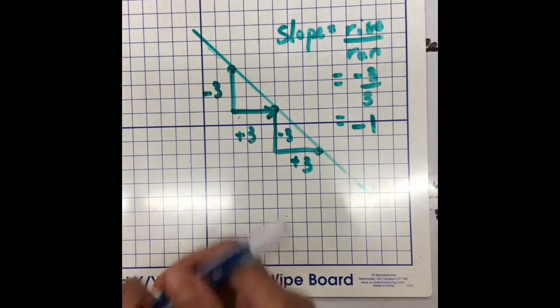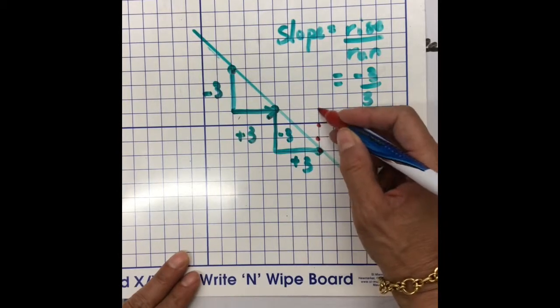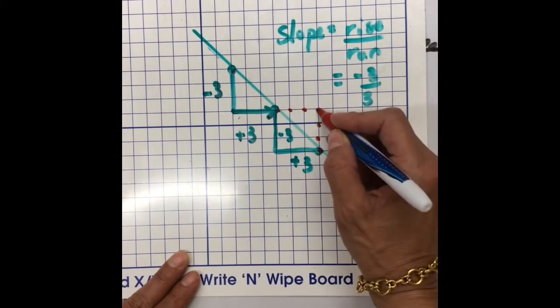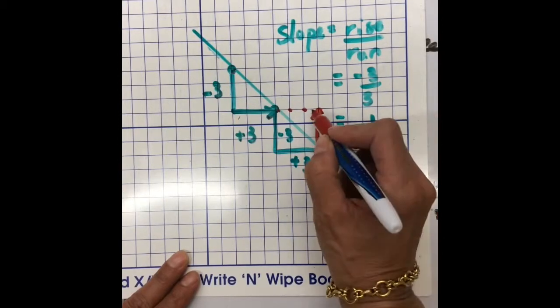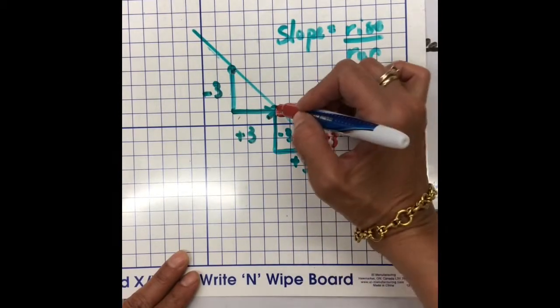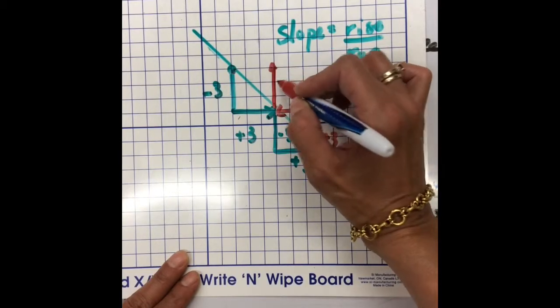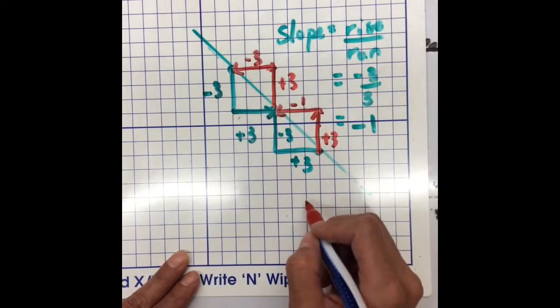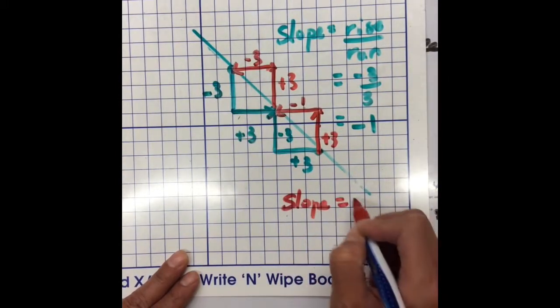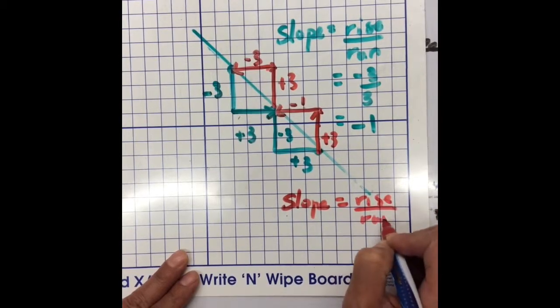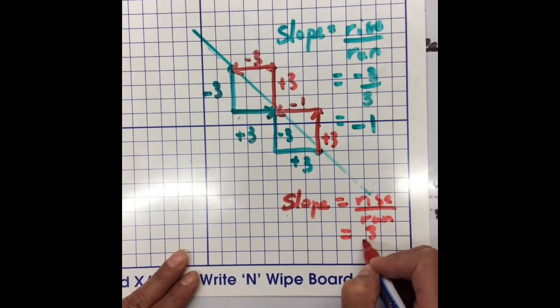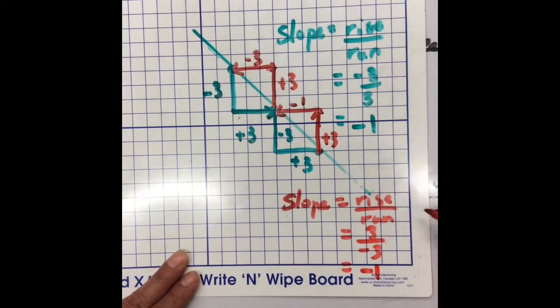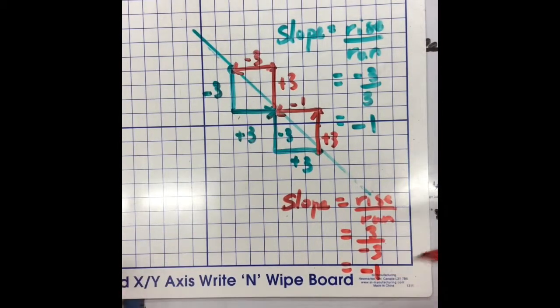Why not go up this way? It's the same thing. If I go up 1, 2, 3, and then across this way, this time I'm going up 3, which is a positive number, and to the left, which is a negative. And then I do it again this way, +3, and then -3. So I write down slope equals rise over run. This time the rise is +3 and the run is -3. That is still -1. It doesn't matter where your negative is in the rise or the run. If there is one negative, you have a negative slope.